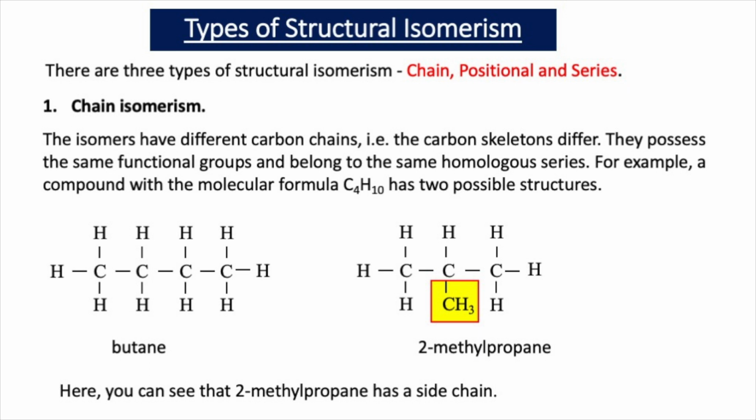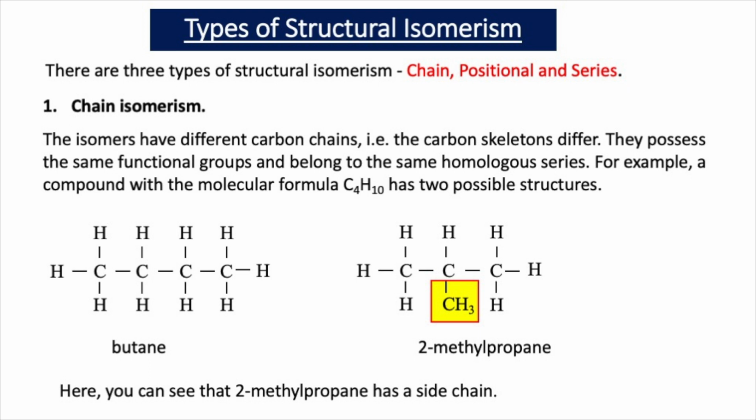Now, there are 3 types of structural isomerism. These are chain, positional, and series. So if we start with chain isomerism, in chain isomerism the isomers have different carbon chains, i.e. the carbon skeletons are different. These compounds will possess the same functional groups and belong to the same homologous series. However, their carbon chains are different. They have different carbon skeletons.